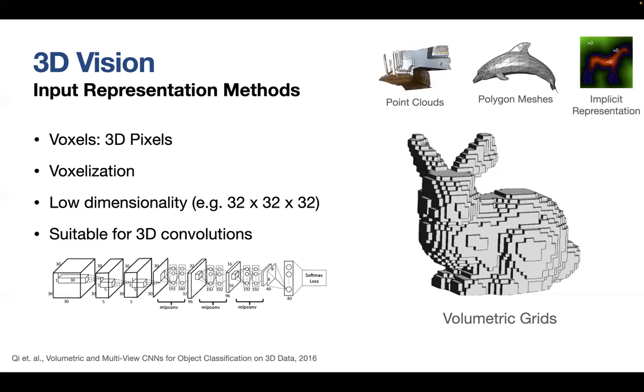One of the biggest advantages of volumetric grids is that they are very suitable for 3D convolutions. We already know the power of 2D convolutions in images, so we can efficiently apply 3D convolutions to these volumetric grids and do any kind of task on the input. On the bottom, we have one of the most famous architectures that use volumetric grids. This is 3D CNN.